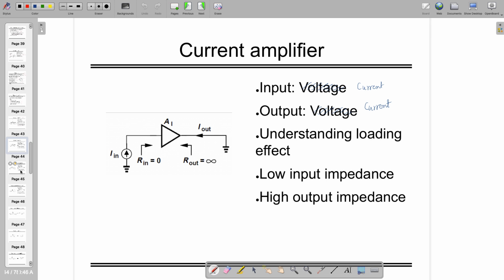If you look at the other configuration, which is the current amplifier, where input is current, output is current, then we want low input impedance and high output impedance. It's exactly the reverse of the voltage amplifier. This is CCCS.